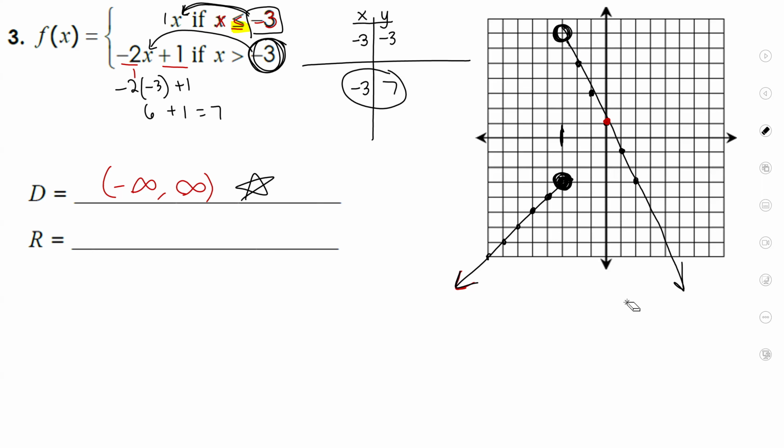Okay, now let's do the range. Range is the bottom. So we have -infinity. And where's the very top of this graph? 7, do we go past 7? No. And we don't include it either because that's an open circle at 7. That's it. That is your domain and your range. Let's try another one together.